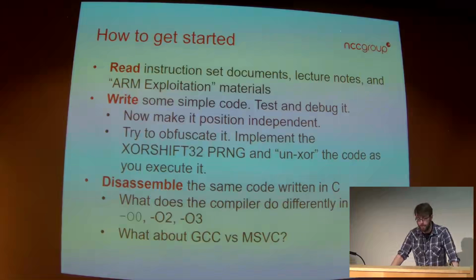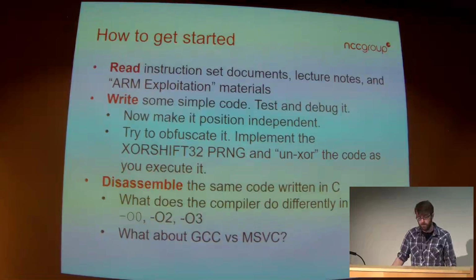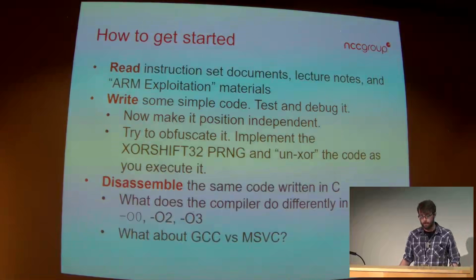Make projects, and then take some open source code in C or something, and compile it with O0, O2, O3, and go disassemble it and look at it. How would you write it? How does it do it? Understand that. And then what does GCC do? What does Microsoft Visual C do? Those two in particular have different calling conventions, so understand how that stuff works.